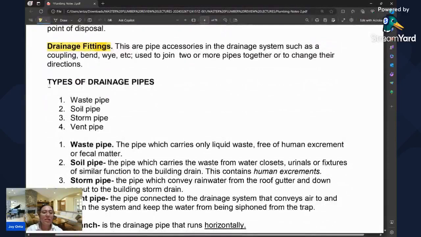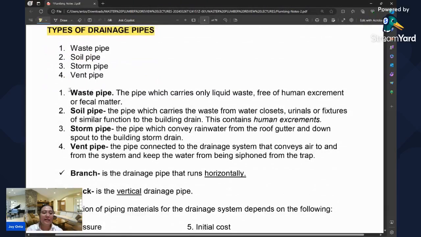So, here are the types of drainage pipes. We have the waste pipe, soil pipe, storm pipe, and vent pipe. Actually, napag-usapan ko na ito, pero balikan lang natin. Waste pipe is the pipe which carries only liquid waste, liquid waste free of human excrement or fecal matter. It means wala siyang human excrement or fecal matter. It's just liquid waste, yung mga ihi in the urn.